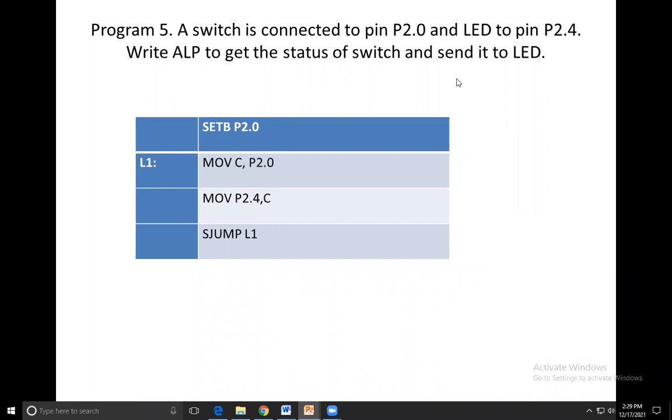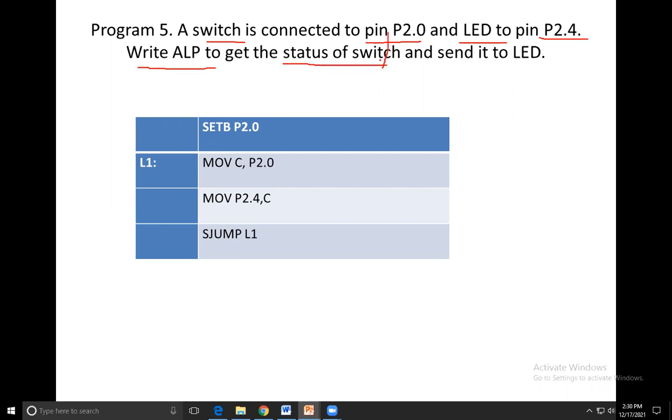See, again a simple program. Just read the program and check it, because the previous program and this program are the very same program. See, a switch is connected to pin 2.0, and an LED to pin 2.4. Your switch is connected to the pin P2.0 and the LED is connected to the pin 2.4.